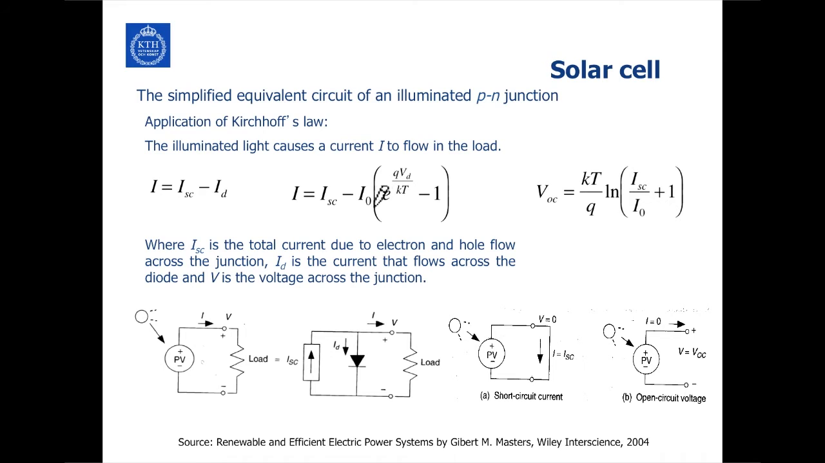We already know the expression for the diode current from before. So you substitute it for this one, and then you get the current I equal to this particular value.